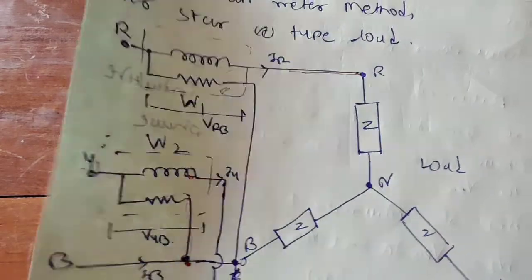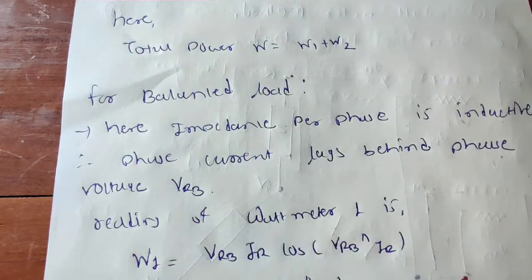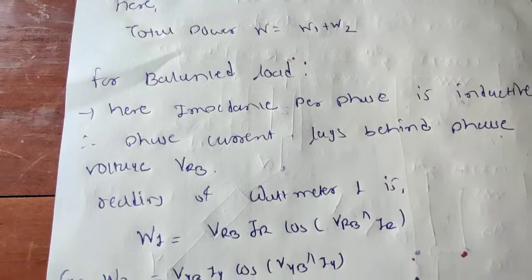Now if you are using this arrangement, the total power W measured by the two wattmeters is W is equal to W1 plus W2. Now we are using a balanced load. The load is balanced, so the impedance per phase is inductive, so that the phase current lags behind the phase voltage VRB.